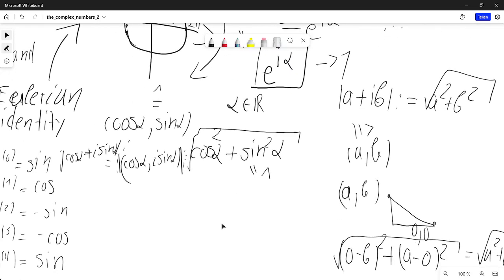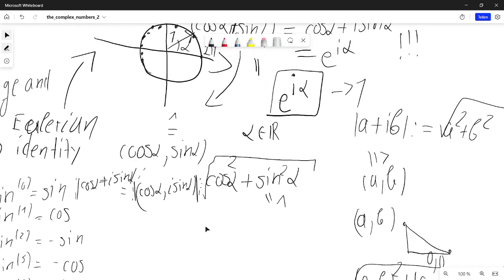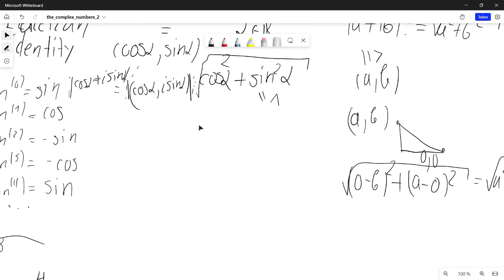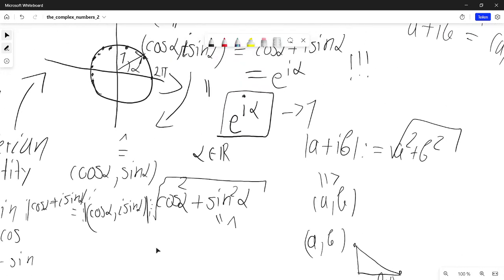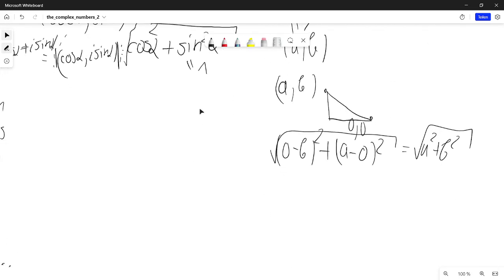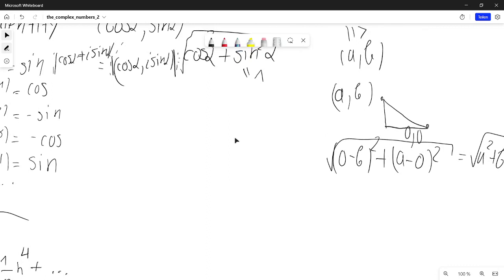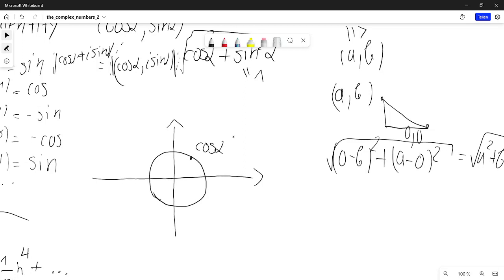Now, what is next? Well, finally, consider all complex numbers. We just said that we identify the complex numbers with the points in the plane, right? And we just said that these complex numbers have distance 1.